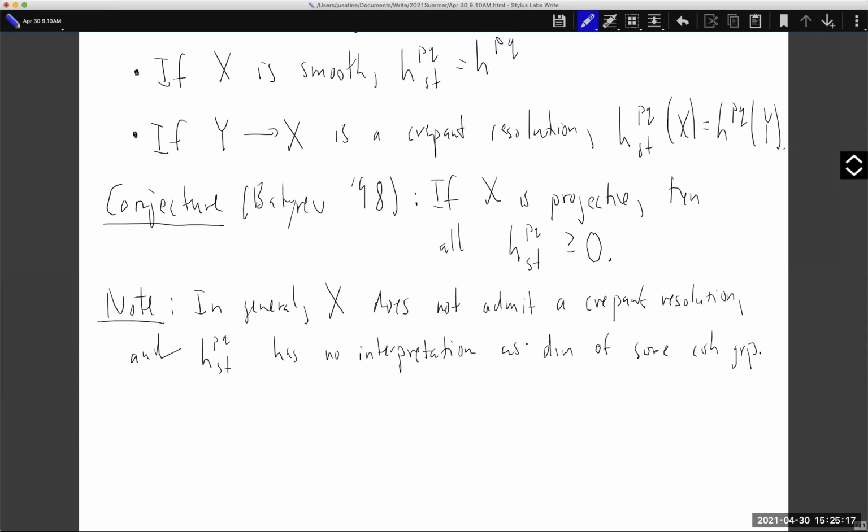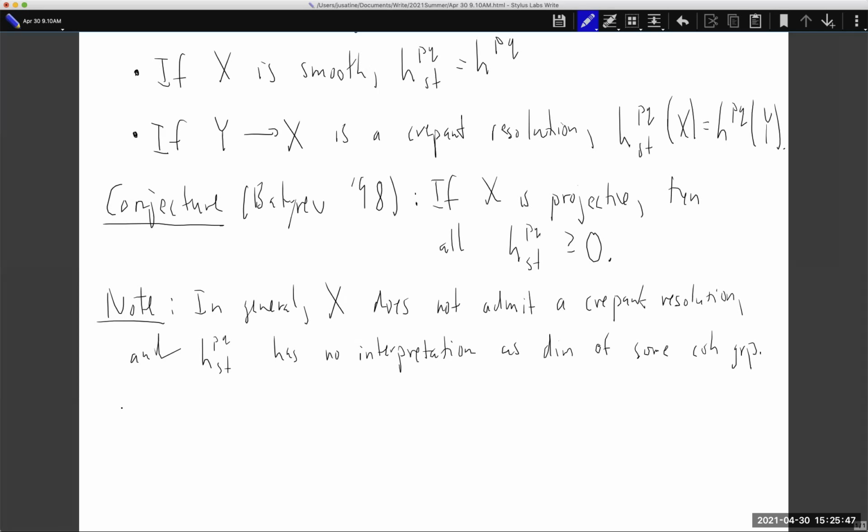So in general, you might not expect these things to come from a cohomology group, but the conjecture is that hopefully they actually do, and that means that these things are non-negative. And by the way, one way that I like to think about stringy Hodge numbers is that they're what the Hodge numbers of a Crepant resolution of X should be, regardless of whether or not X actually has a Crepant resolution.